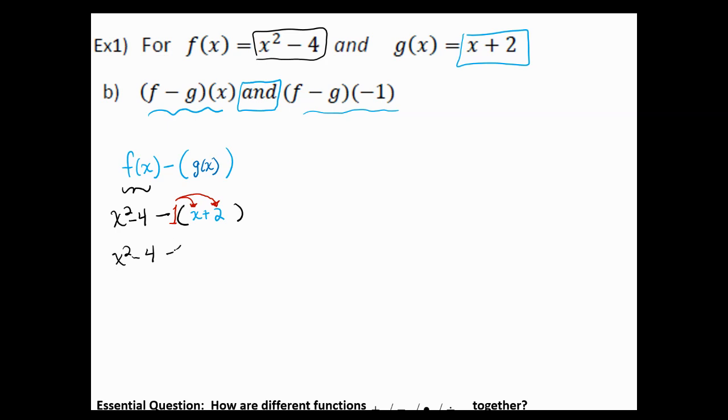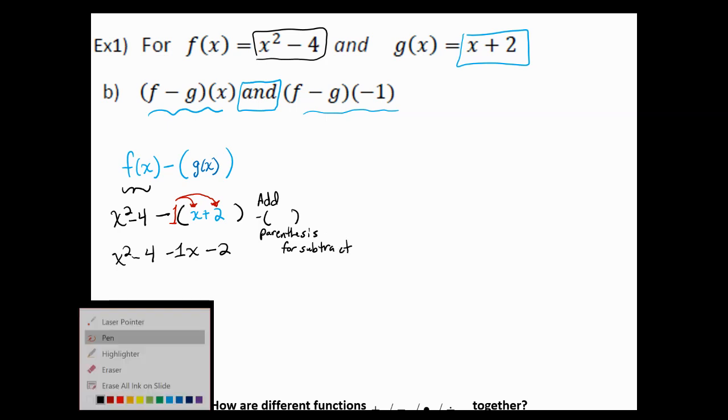Negative times x would be a -1x. And then -1 times a 2 is a -2. So this step is to add parentheses for subtract. You have to remember to do that.